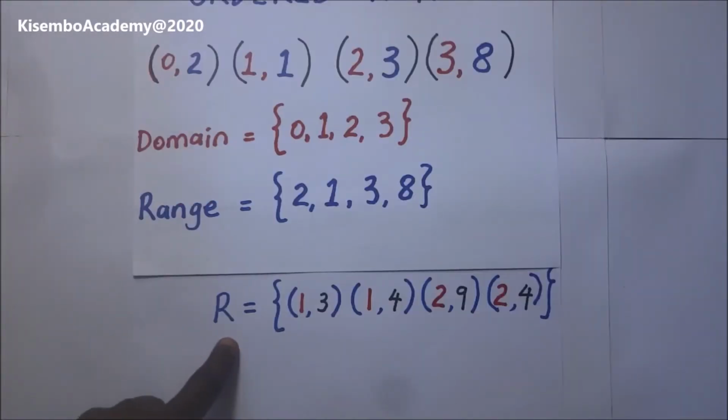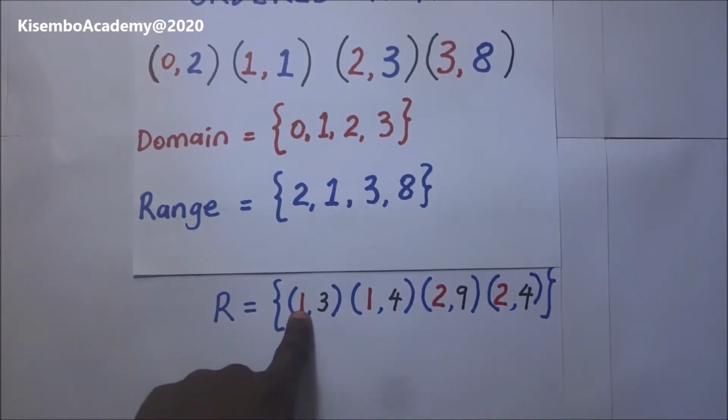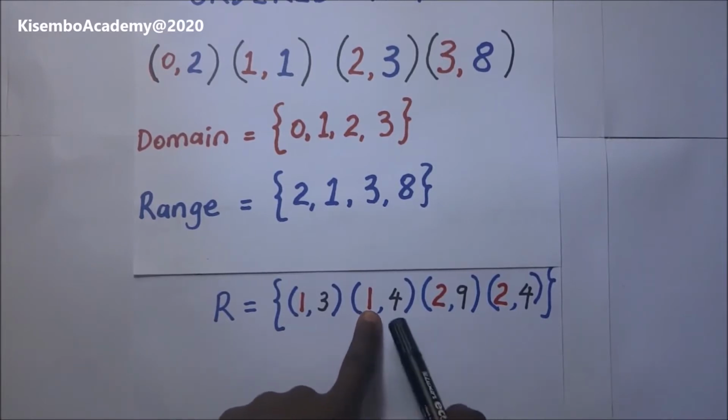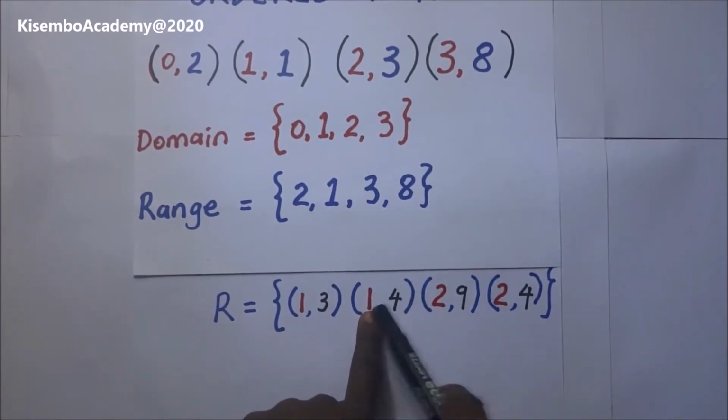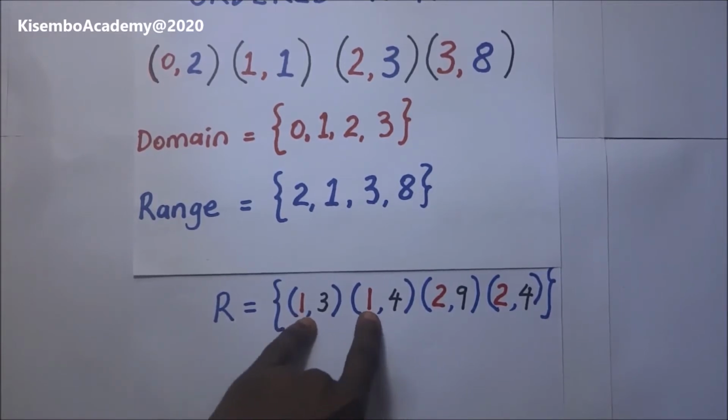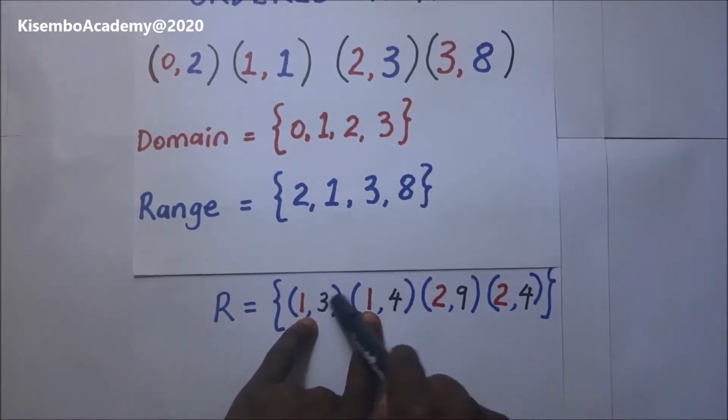If you look at this illustration R, these are ordered pairs. If you look at these ordered pairs R, you find that when we feed in 1 as the input, we are getting 3 as the output. Again, this very 1 is giving another output here of 4. So what does this mean? This means that this same input 1 is giving us 2 different outputs.